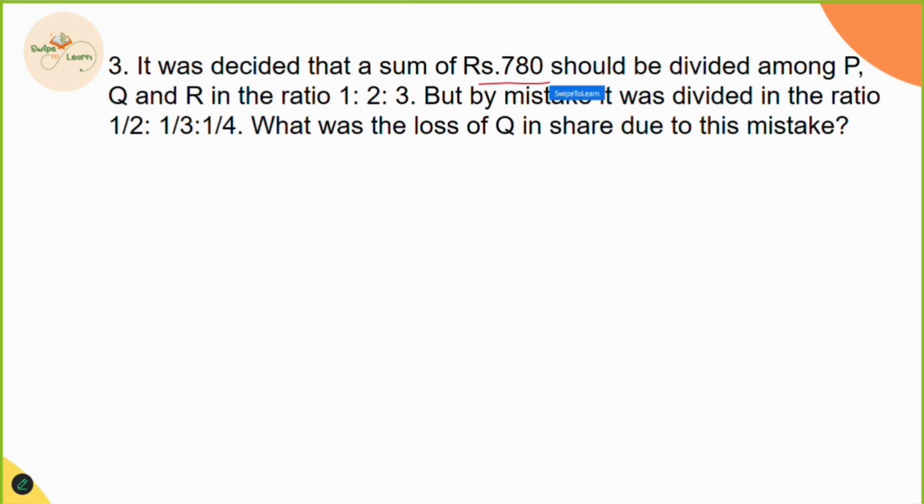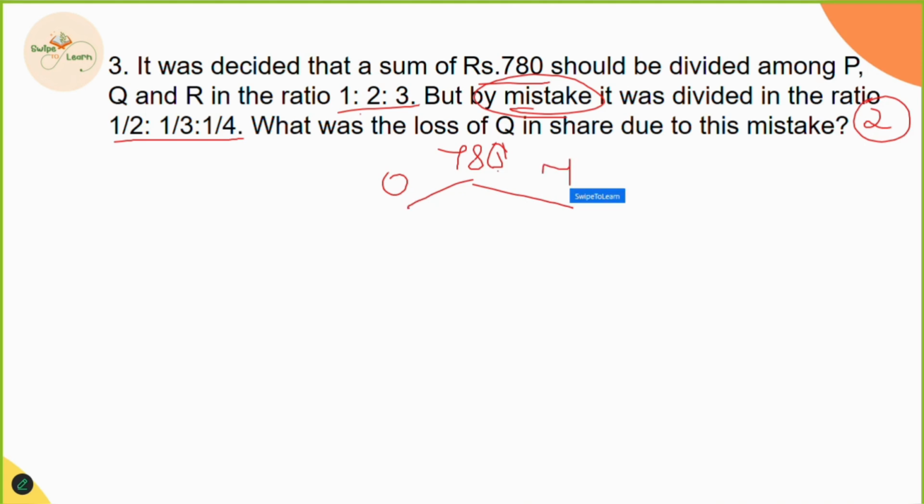So it was decided that a sum of 780 is shared among P, Q and R in the ratio of 1:2:3. But by mistake, it was divided in the ratio of 1/2 is to 1/3 is to 1/4. Okay, this is a second model where the ratio is divided by mistake. Initially, we'll note down the given sum 780, and we'll divide this into 2 parts, which are the original ratio and the mistaken ratio.